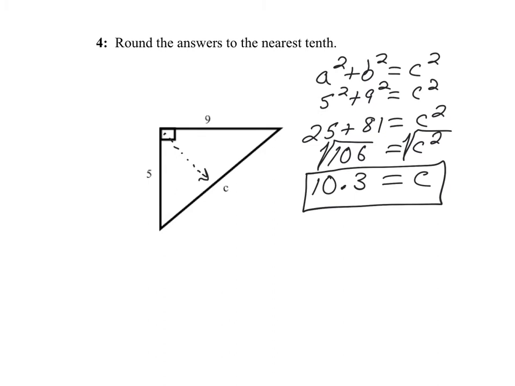Not that you don't already know that, I hope. All right, so that's how we leave the answer. C is, and technically I should write this, 10.3, and I put a wavy equal sign. A wavy equal sign means approximately equal to. So I really should change it to that. Anytime you round an answer, you should change it to the approximately equal to symbol.